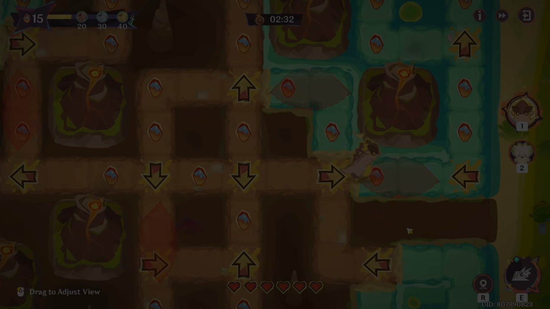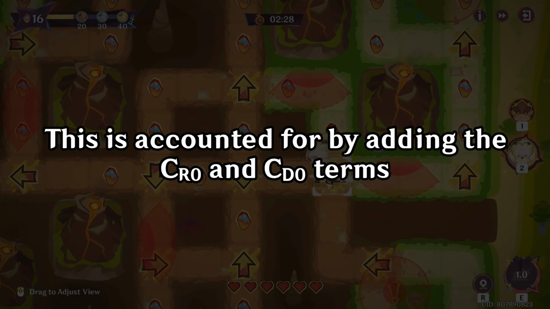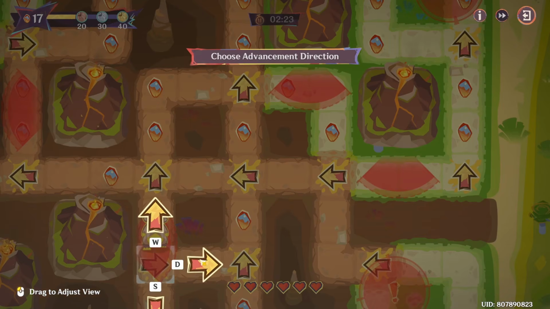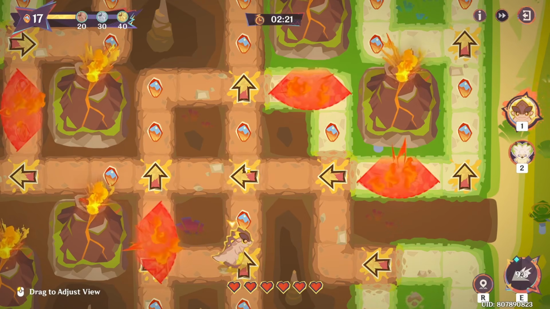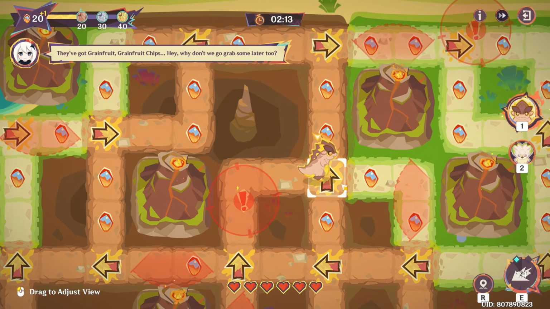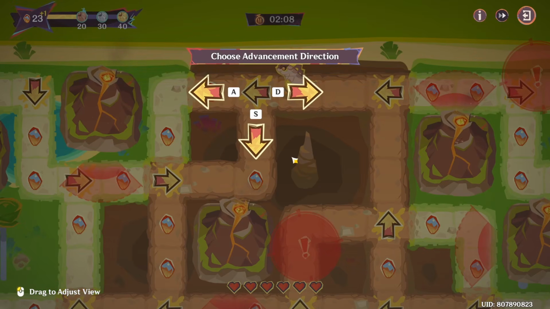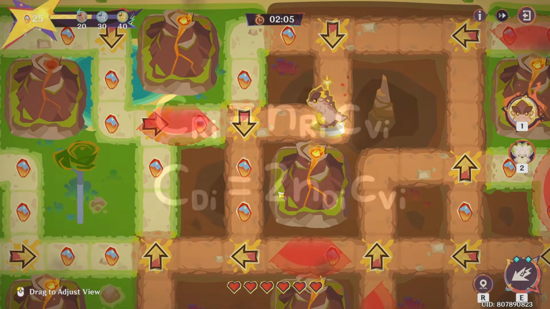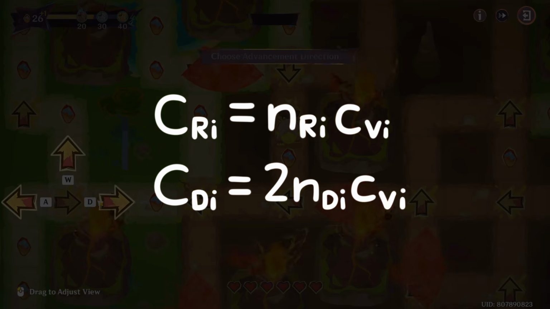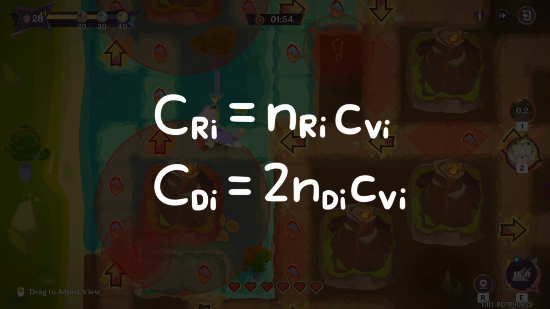Another observation we can make is that crit damage is always twice that of crit rate. Essentially, we can state that for any crit damage and crit rate, there's a common value that the two have a direct relationship with. For crit rate, it's equal to that common value, but crit damage will be twice of it. In addition, further upgrades can be accounted for by considering a multiplication factor. Mathematically, we state this: C_Ri is equal to N_Ri times CV_i, and C_Di is equal to 2 N_Di times CV_i.